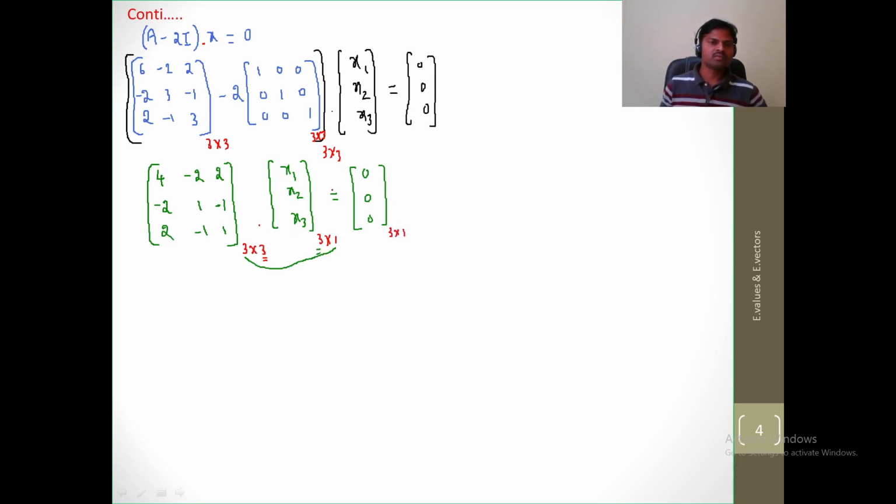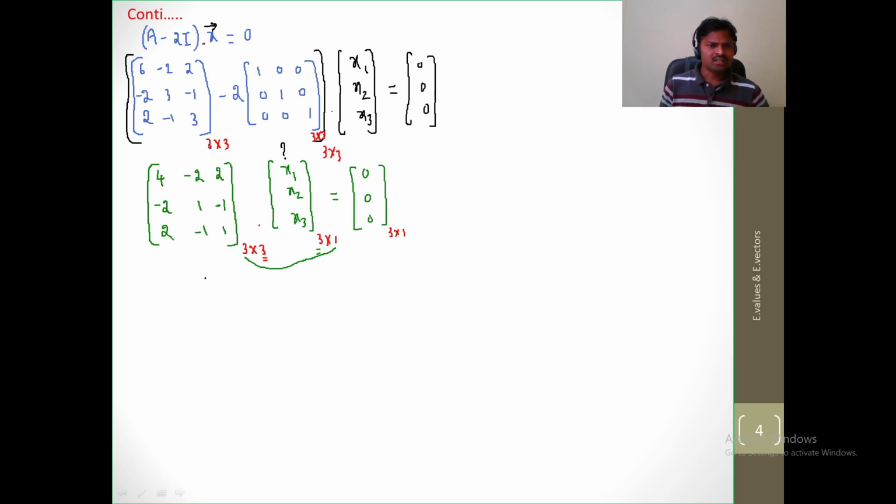Okay, that's why here I am taking a 3 by 1 matrix, here also a 3 by 1 matrix. Fine. So now our goal is to find the eigenvector. That means I need to find this vector indirectly. This is nothing but x bar. So I need to find this unknown.